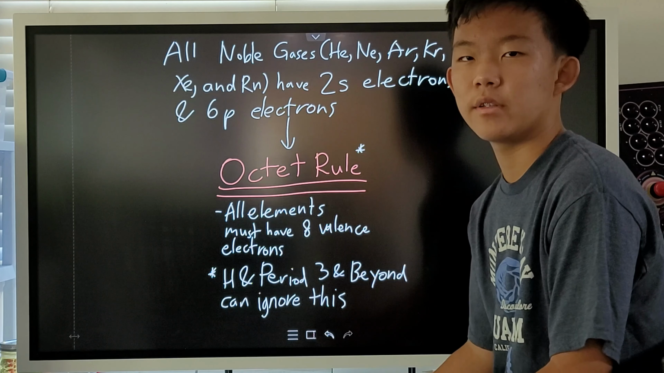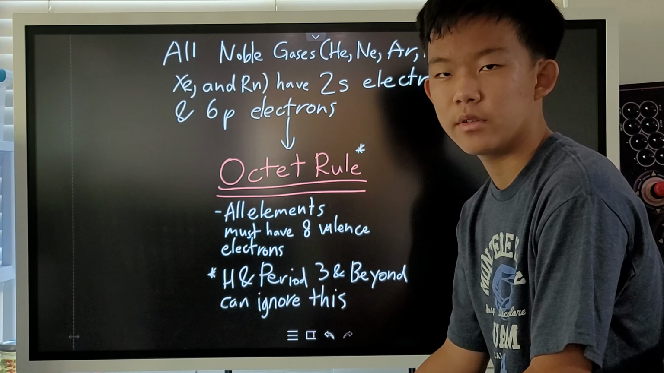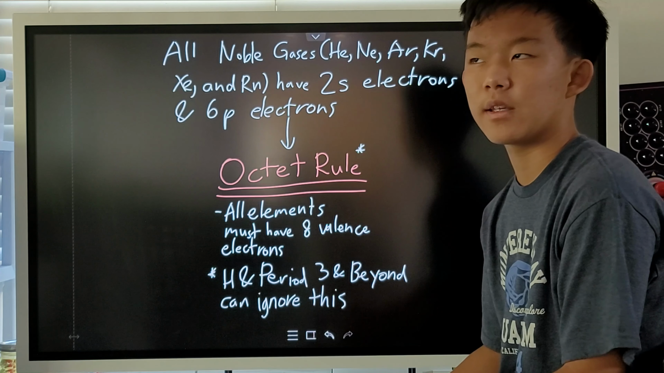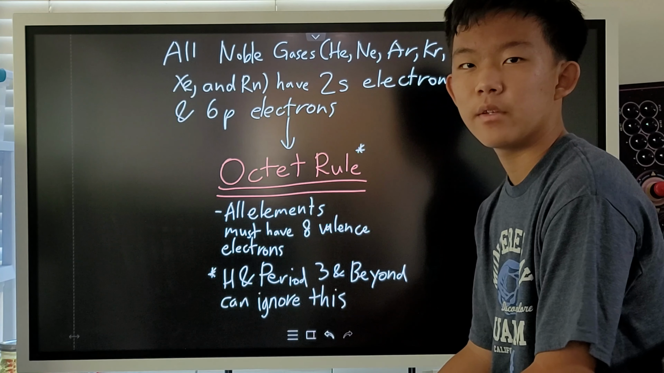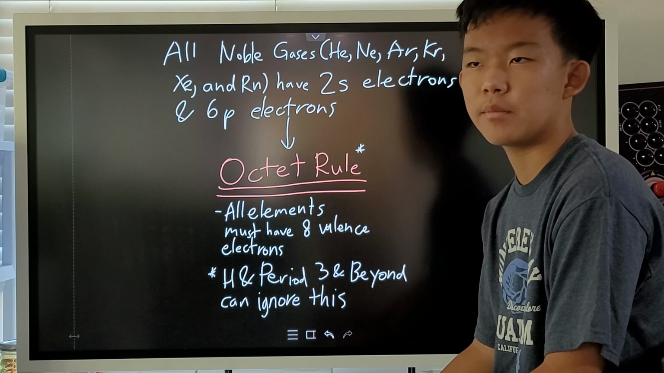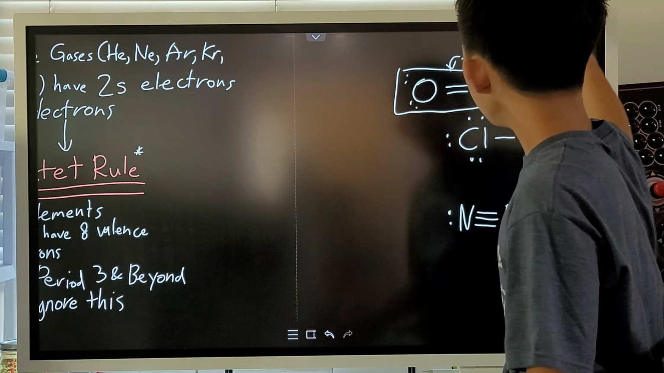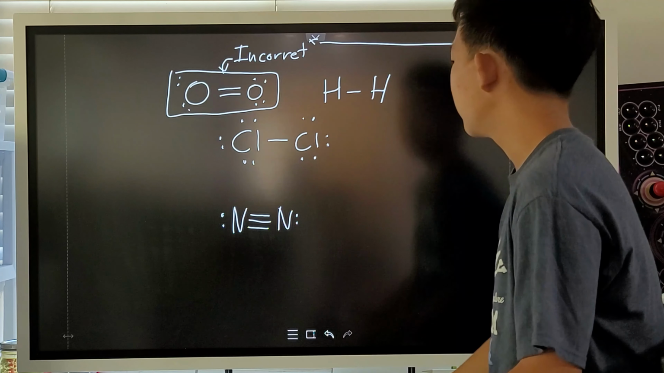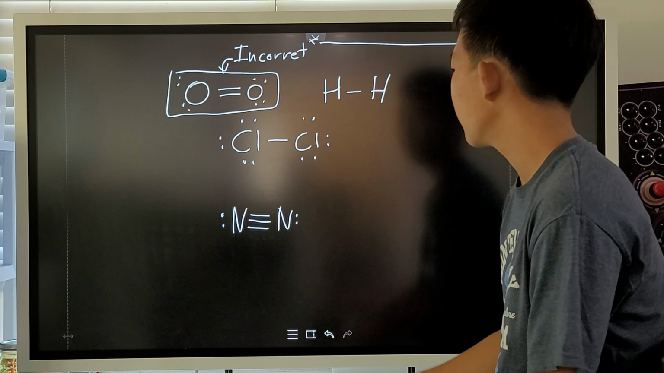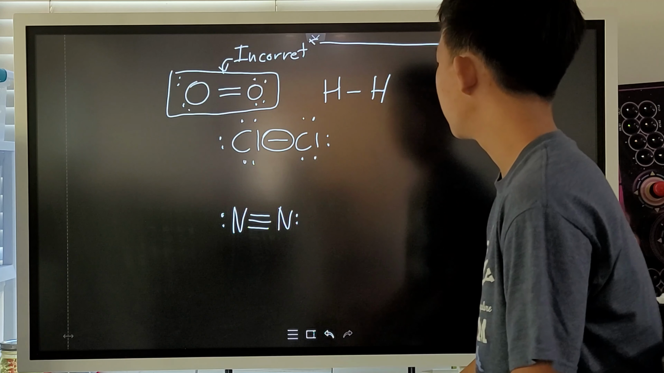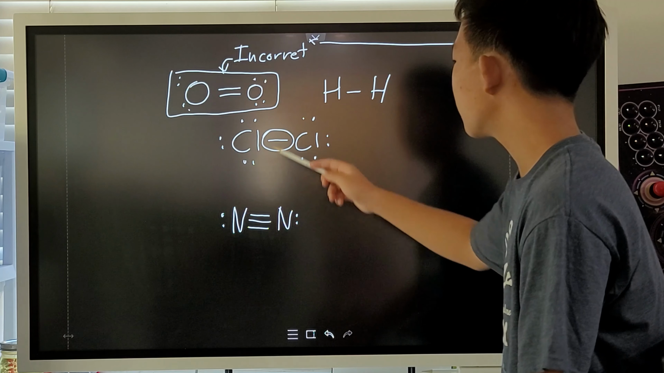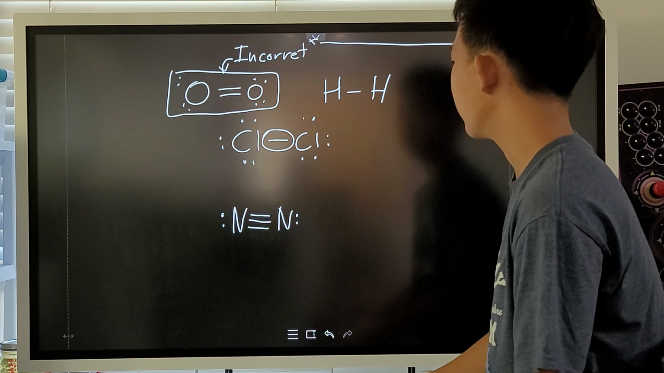Actually, boron is another exception. Even though it's in period 2, boron can only make as much as 3 covalent bonds. So boron is really another exception to the octet rule. Here are some pictures of diatomic gases. Each bond here represents 2 electrons, so each chlorine here will have 8 valence electrons.